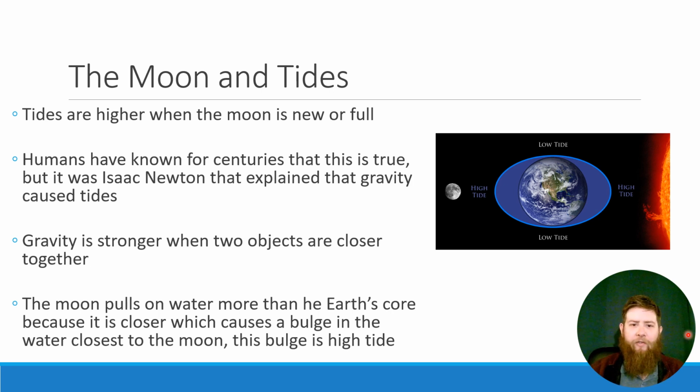But it was actually Sir Isaac Newton that explained that it was the gravity of the moon that was causing tides. When you have two objects in an area, the gravity between them is stronger if they're closer together. So when the moon pulls on this side of the Earth, which is the closest side, it pulls on this more than the center of the Earth, so this water bulges out and creates this high tide bulge here.